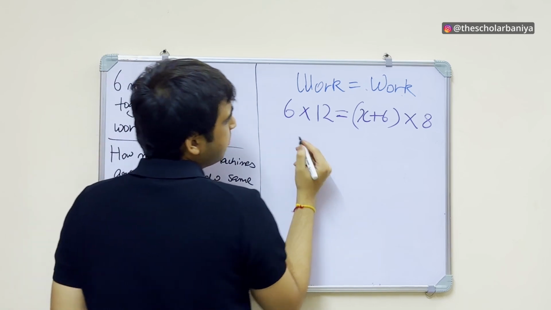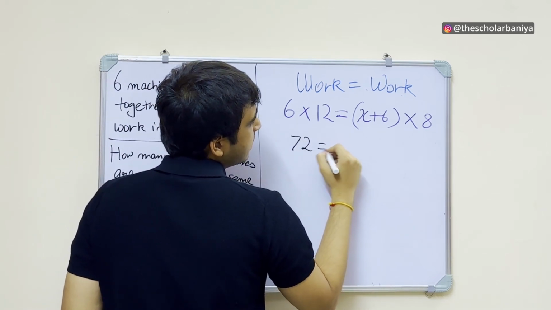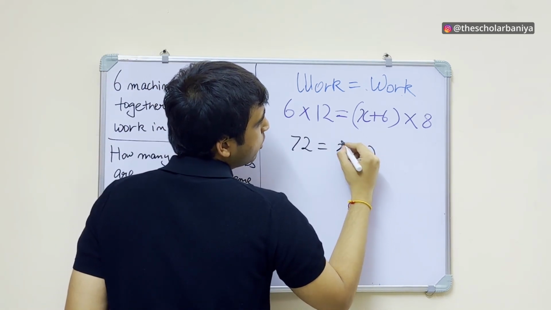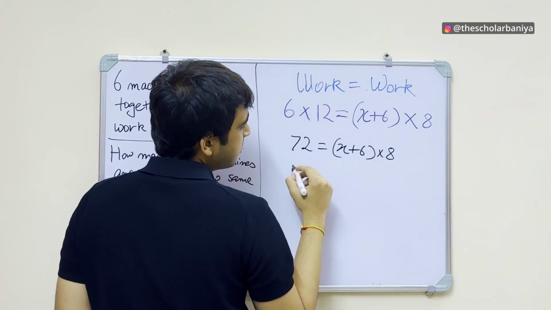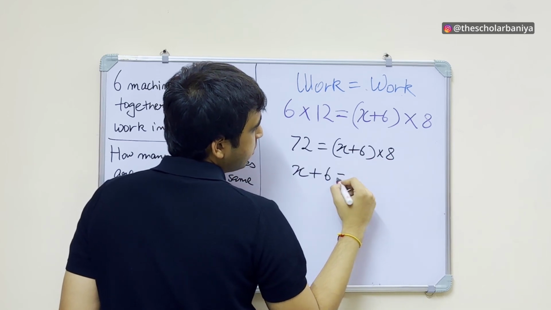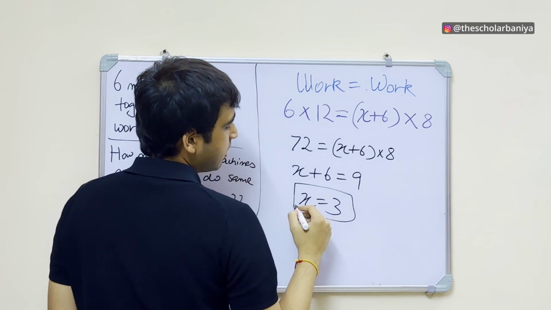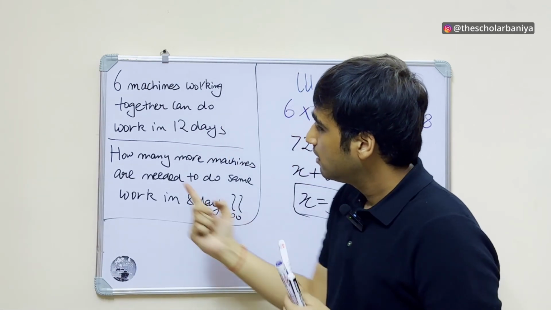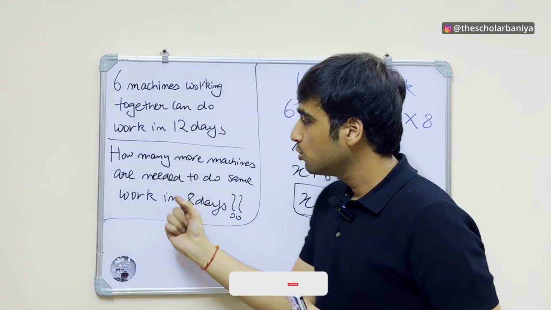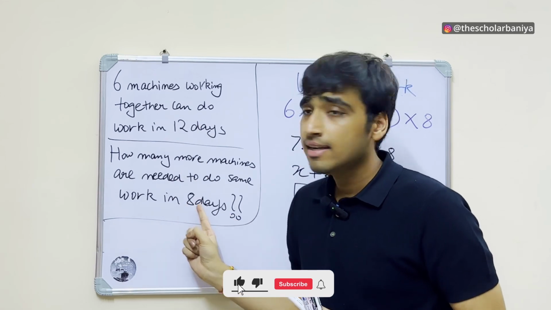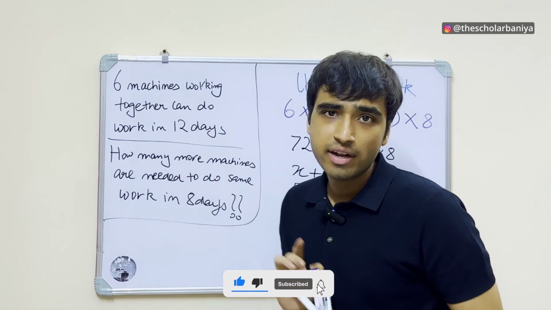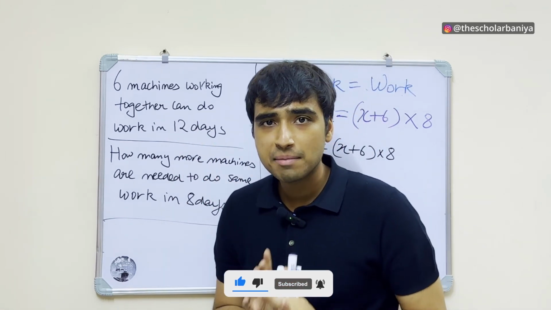Now this is simple. So 6 times 12 is 72, equal to X plus 6 into 8. So this becomes 9. So X plus 6 is equal to 9. So X is equal to 3. Right? So this means 3 more machines are needed to do the exact same work in 8 days instead of 12 days. So I hope this should be absolutely clear.